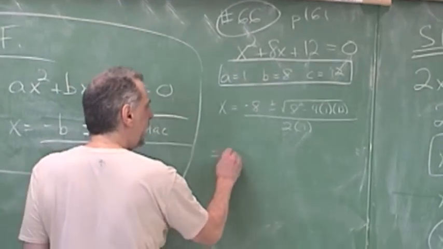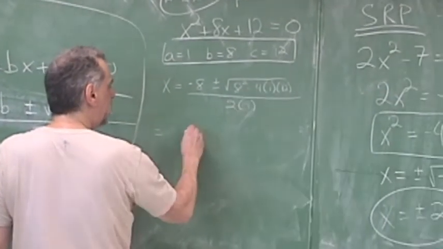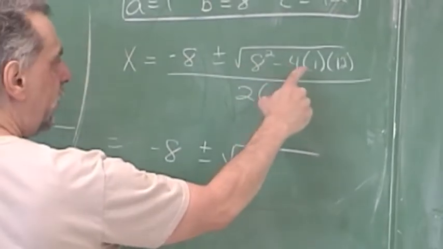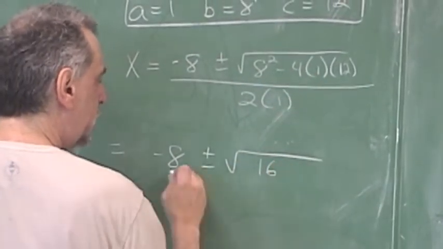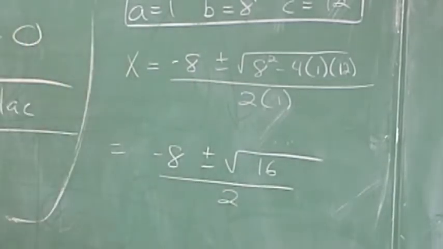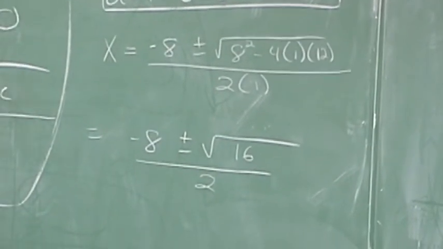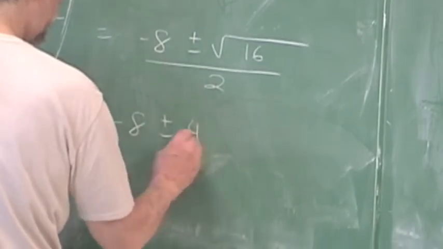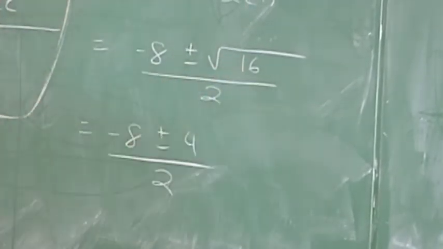So let's simplify the number underneath the square root here first. So we get negative 8. And this is 64 minus 48. So nicely we get a perfect square there. That's not always going to happen, but that's nice. So now we can just convert that to 4, right? Square root of 16 is 4.